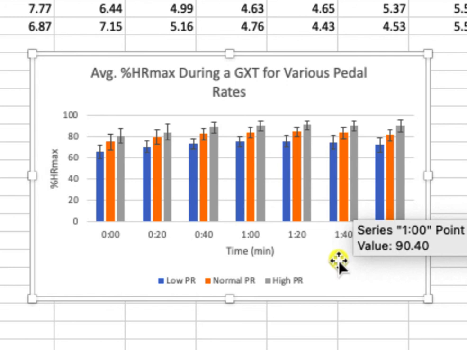Let's say you create a table and you highlight all of your data to stick it into the graph, and it doesn't go in the way you want it to. You can always do switch row column and then it will flip your data so that it's organized a different way. All right, so that's how we make a multi-series bar graph with error bars.